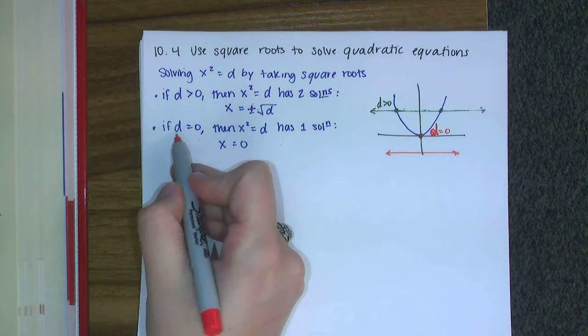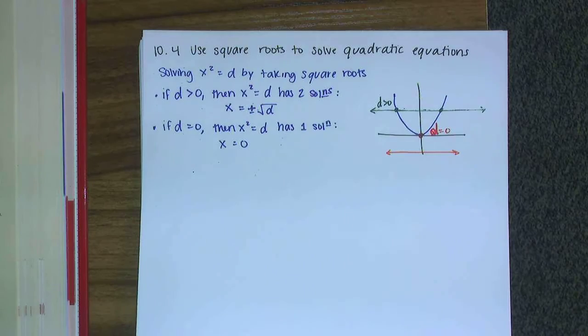Alright, and the last one, if d is less than 0, then x squared is equal to d has no solution.